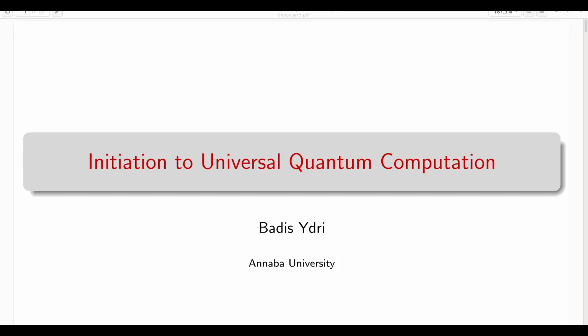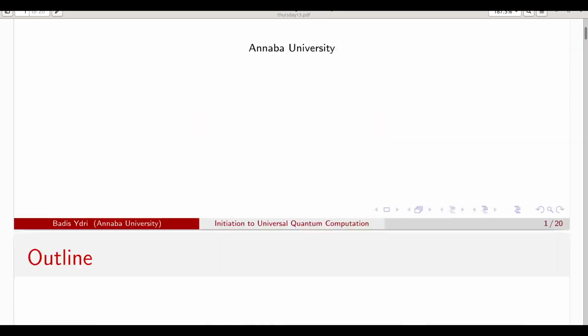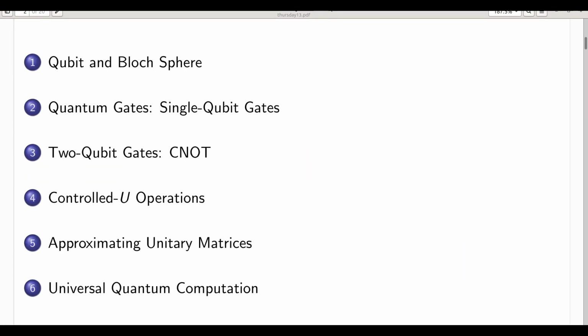In this lecture, we introduce the fundamental principles of quantum computation, from the geometry of a single qubit to the concept of universality. The goal is to understand how quantum gates combine to perform arbitrary computations. We begin with qubits and the Bloch sphere, then study single and two-qubit gates. Next, we introduce controlled operations and gate approximation. Finally, we show how these elements lead to universal quantum computation.